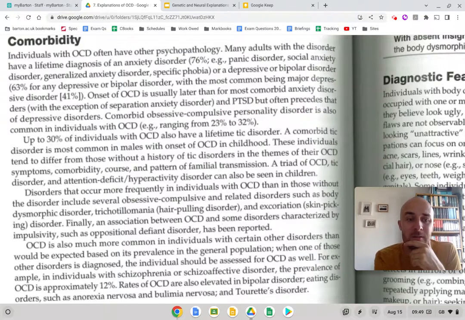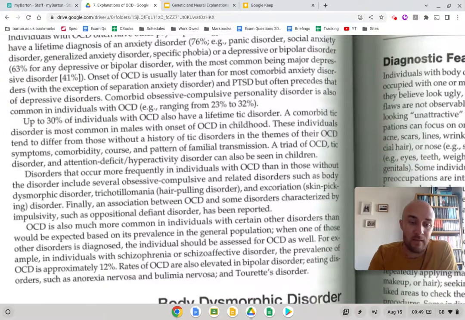Personality disorder comes up. This is interesting. Up to 30% of individuals with OCD also have a lifetime tic disorder. There was a theory a couple of years ago that OCD and Tourette's were the same disorder. But that has been disproven because they come from different parts of the brain. But there is definitely a link between OCD and a tic form of disorder, Tourette's obviously being a tic disorder.